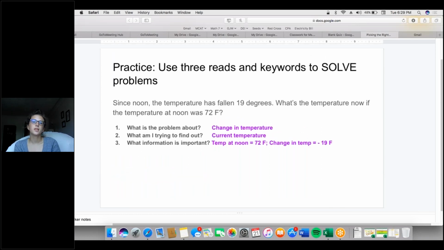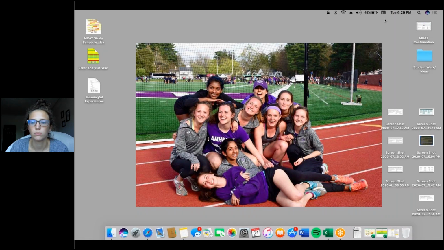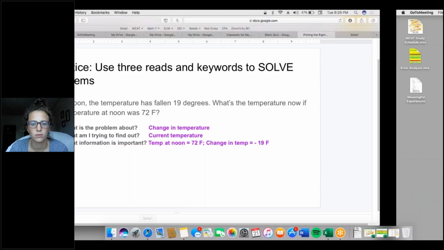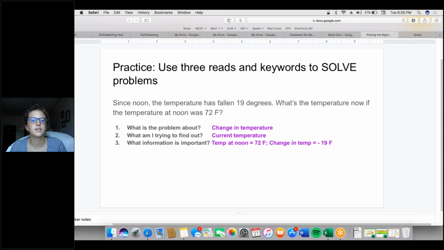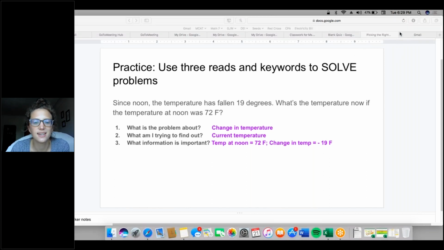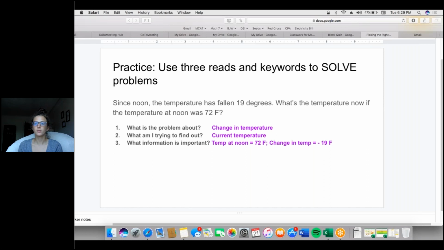And one more. This problem says, since noon, the temperature has fallen 19 degrees. What is the temperature now? Where'd it go? There it is. Sorry, I'll try that again. Since noon, the temperature has fallen 19 degrees. What's the temperature now if the temperature at noon was 72 degrees Fahrenheit?